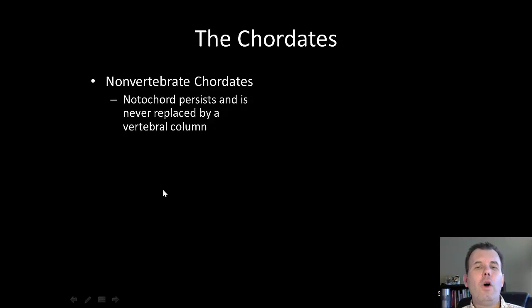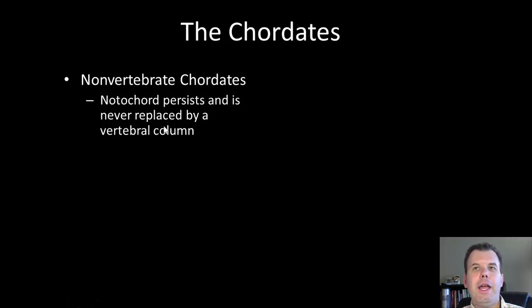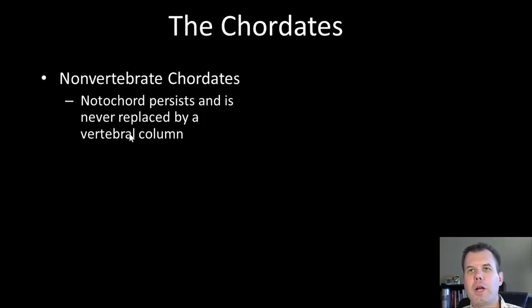All right, so like I said, not all chordates are vertebrates, okay? So not all of them have a true vertebrate skeleton on the back. And there's actually a couple animals that you may be familiar with or you may have never heard of before that actually show the characteristics of a chordate as an adult, okay? And so we call these non-vertebrate chordates, and the notochord persists and is never replaced by the vertebral column, okay?